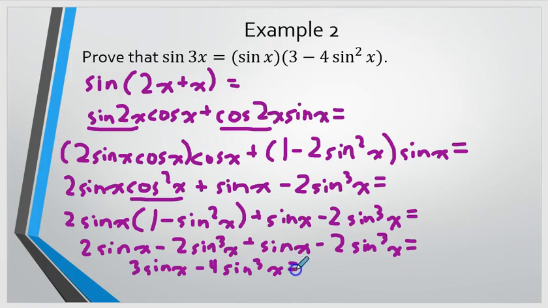And then for our final step, we do have a GCF here. So it looks like they factored sine of x out of everything. So we're going to factor sine of x. This is the GCF taken out.